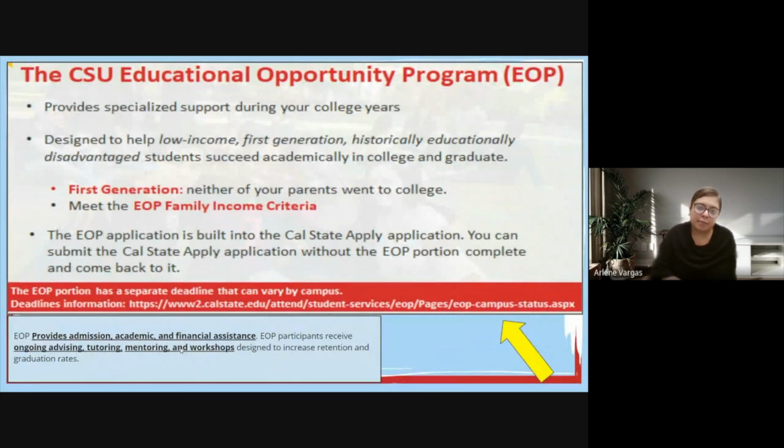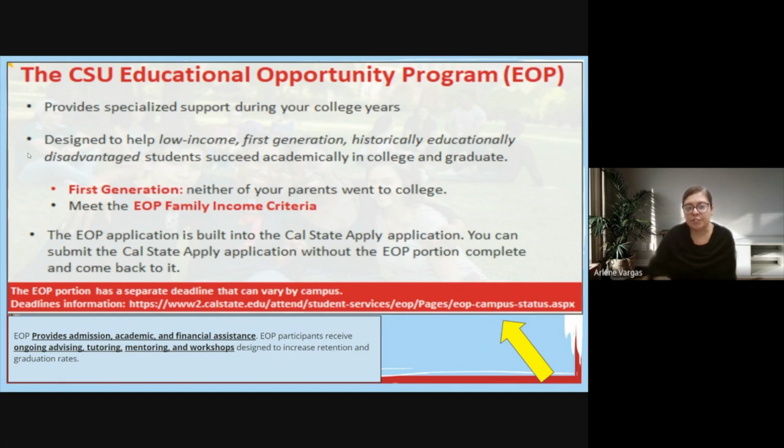So in this section of the application, you may or may not be completing the CSU Educational Opportunity Program application, which is known as EOP. And EOP, you can see here at the bottom that it provides admission, academic, and financial assistance to students. EOP participants receive ongoing advising, tutoring, mentoring, and workshops, and they're all designed to increase retention and graduation rates at the university. So this is designed to help low-income, first-generation, historically educationally disadvantaged students succeed in college and graduate.